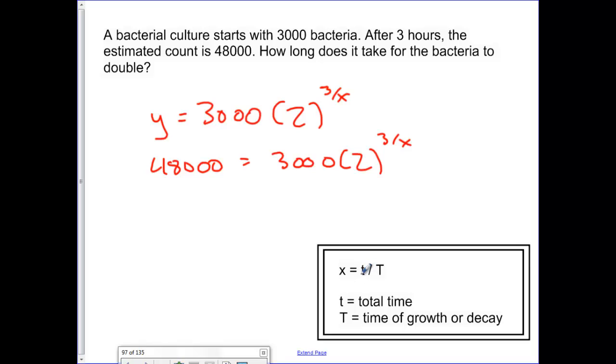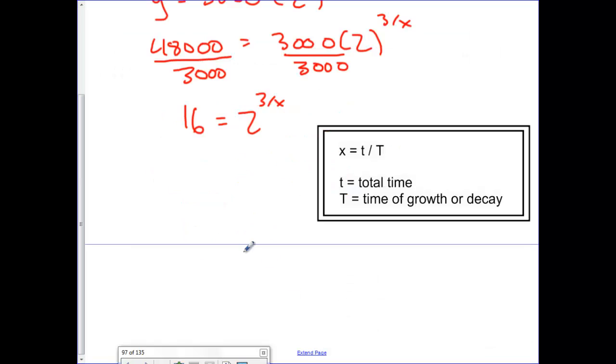If we divide by 3,000 and make it a 2 base, you've got the idea here. These guys are not yet ready for common bases. How would you make that a common base though? Well, first we've got to divide by 3,000 like you suggested. This 3,000 right here, we've got to get rid of it. So divide this guy by 3,000 as well. 16 apparently equals 2 to the 3 over x. Can that have a common base now? Okay. So 16 is 2 to the 4 equals 2 to the 3 over x.